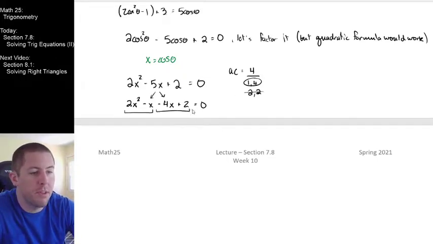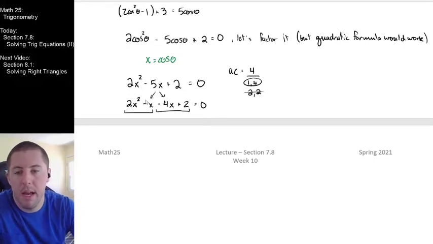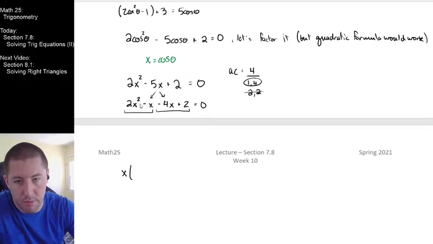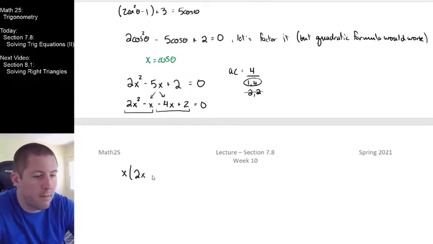I'm going to group these two things into their two groups. And I ask, what's common within each group? There's an x common to both terms in the first group. If I divide out an x from both terms in the first group, I'm left with a 2x from the first one and a minus 1 from the second.